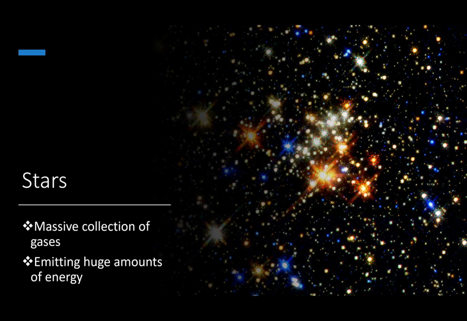And we have stars. Similar to our sun, stars are a massive collection of gases, and they emit huge amounts of energy. If you think of the sun, we get all of the sunlight, the amount of energy that it's producing, and we're so far away from it that we're still getting enough energy that we can power almost anything. So they do emit huge amounts of energy.